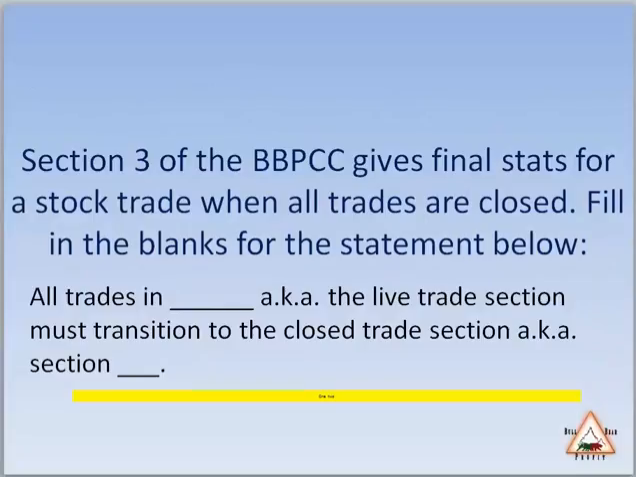All right. On this slide, section 3 of the Bull Bear Profit Concept Calculator gives final stats for a stock when all trades are closed. Fill in the blanks for the statement below. All trades in a something, also known as the live trade section, must transition to the closed trade section, also known as section. So you've got to fill in those blanks.